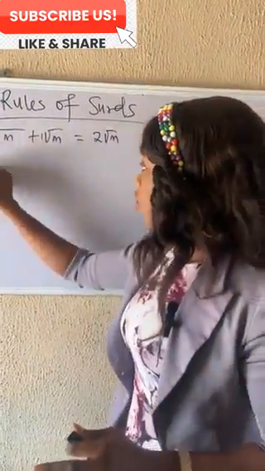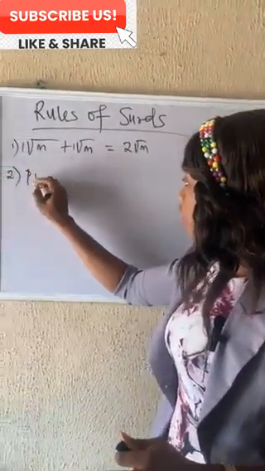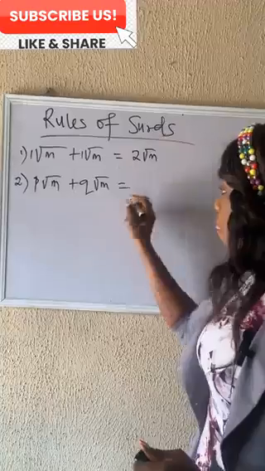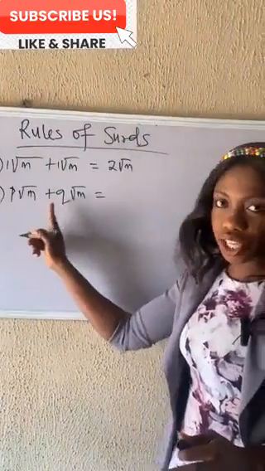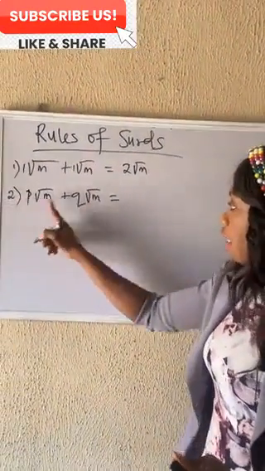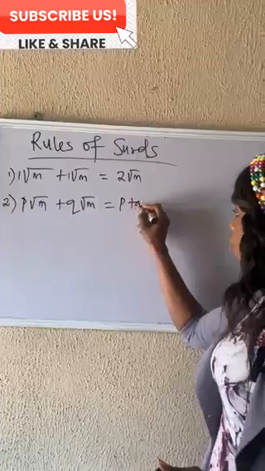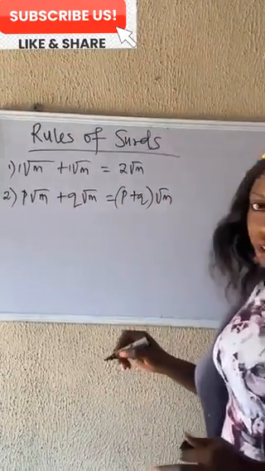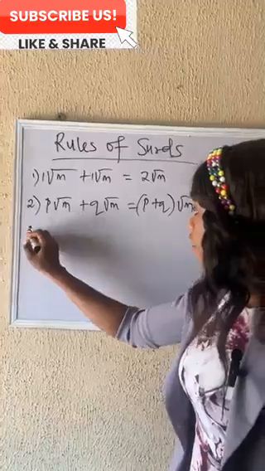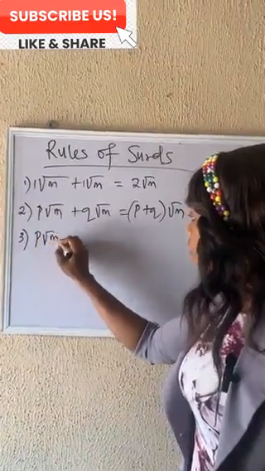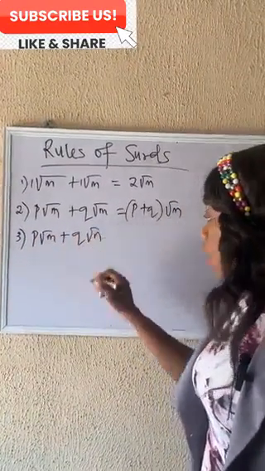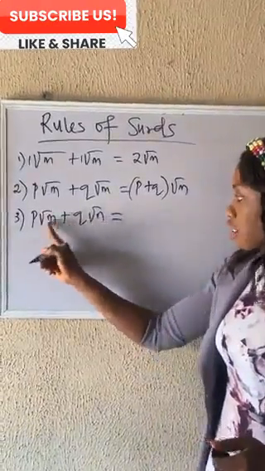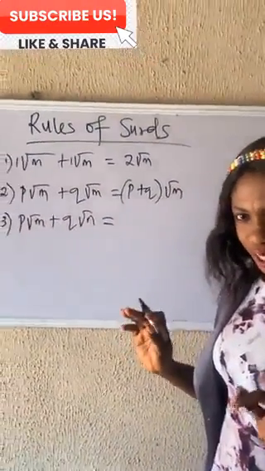Then let's look at rule number 2. We have p surd m plus q surd m. Here we are having different coefficients. So what you still do is you add their coefficients, p plus q, and then pick one of the surds. I hope you are following. But if we have p surd m plus q surd n, please, we cannot add these 2 surds because the surds are not the same. I hope that one is well understood.